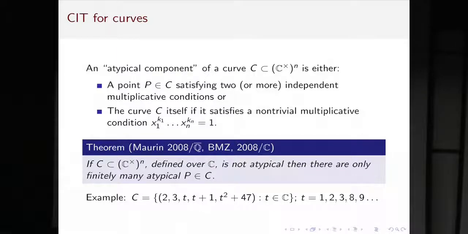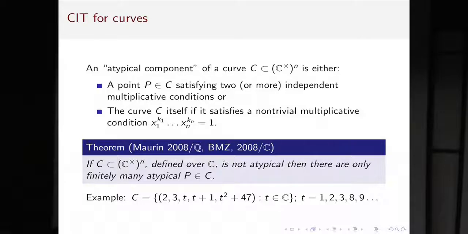And this affirms the CIT for curves, that if you have a curve which is not atypical itself, then there are only finitely many atypical points. And a very special case of this would be a statement like the following, which is modeled on some examples given by Bombieri-Masser-Zannier.